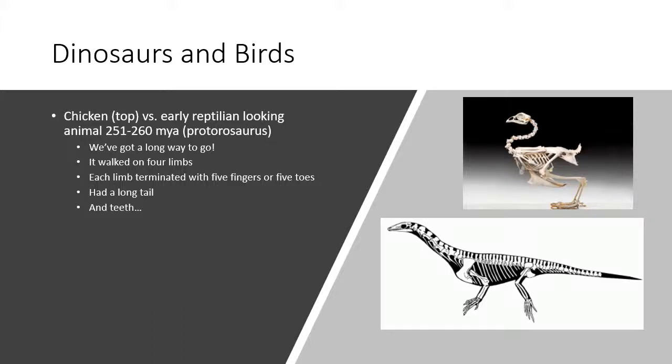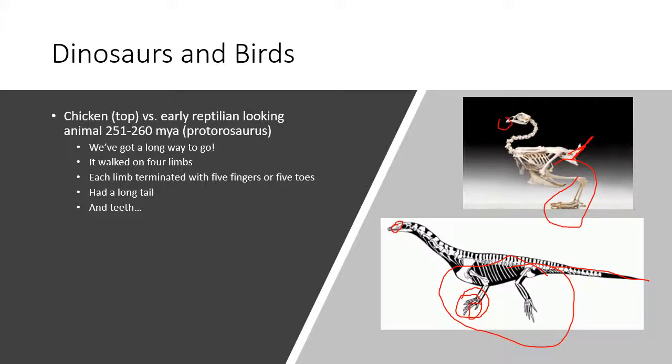So let's also look at dinosaurs and birds. You have a modern chicken here on the top versus an early Protosaurus, one of the first dinosaurs. We really have a long way to go if we want to establish a link. What are some of the things, just looking at the fossil, that we would need to establish? Well, you see walking on 4 limbs, walking on 2 limbs. These limbs are different. They are terminated with several fingers or toes. The tail is much longer here, really short there, and teeth. There are no teeth here. So there are a lot of different changes.